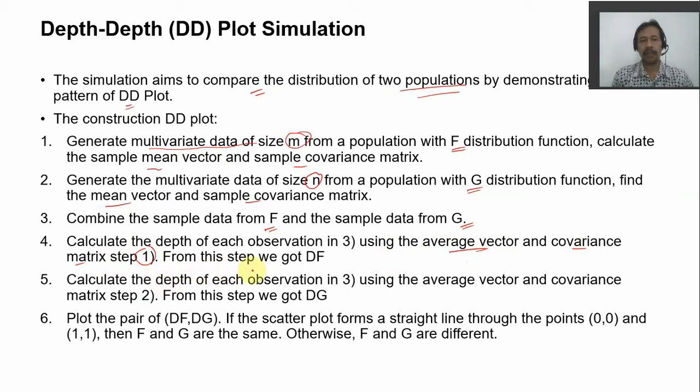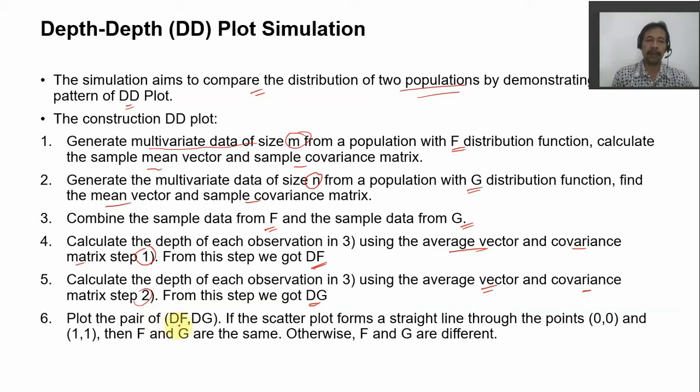Here we can get the DF. DF is the data depth for the F distribution. And then the fifth step is to calculate the depth of each observation in the combined data using the average vector and covariance matrix of step 2. And from this step we get the DG. DG is the depth for distribution G.